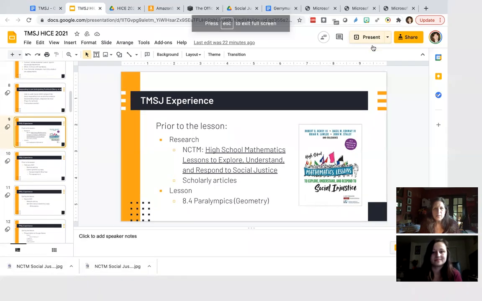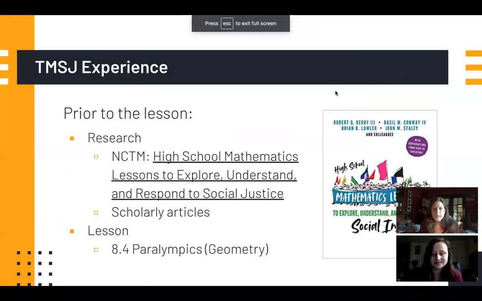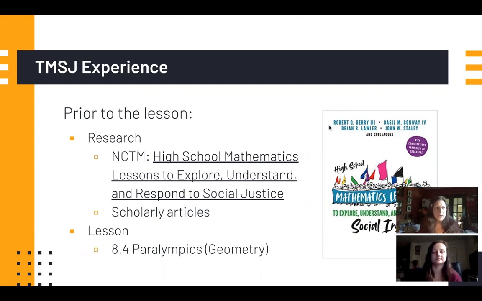Let me present it a bit here so it's a little bit larger. Yes. It's published by the National Council of Teachers of Mathematics, but particularly Robert Berry was one of the prior presidents of NCTM and four others. So there's a lot of amazing stuff in the first few chapters. And then there's 4 chapters of lessons that follow based on the 4 content areas of numbers and quantity, geometry, statistics and probability, and algebra.